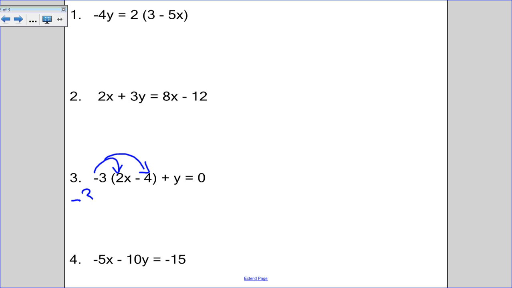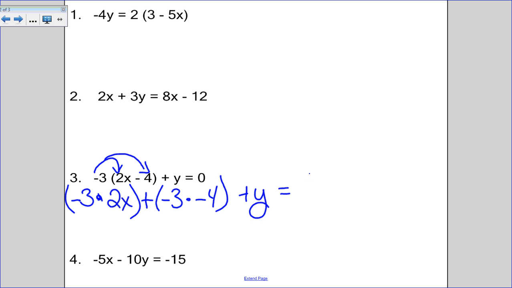Okay, so we have negative 3 times 2x plus negative 3 times negative 4, right? Plus y, because we keep the rest of our equation, equals 0. All right, when we look at this, negative 3 times 2x is negative 6x plus negative 3 times negative 4. Well, we know a negative times a negative is positive, and 3 times 4 is 12. So positive 12 plus y equals 0.